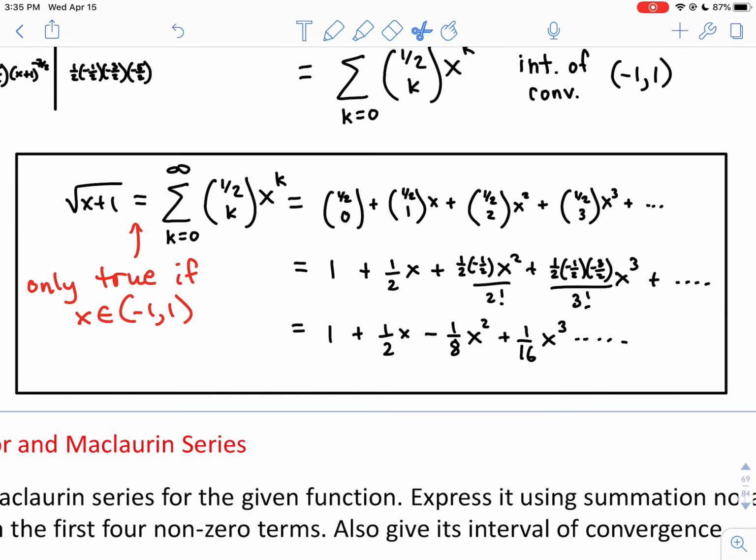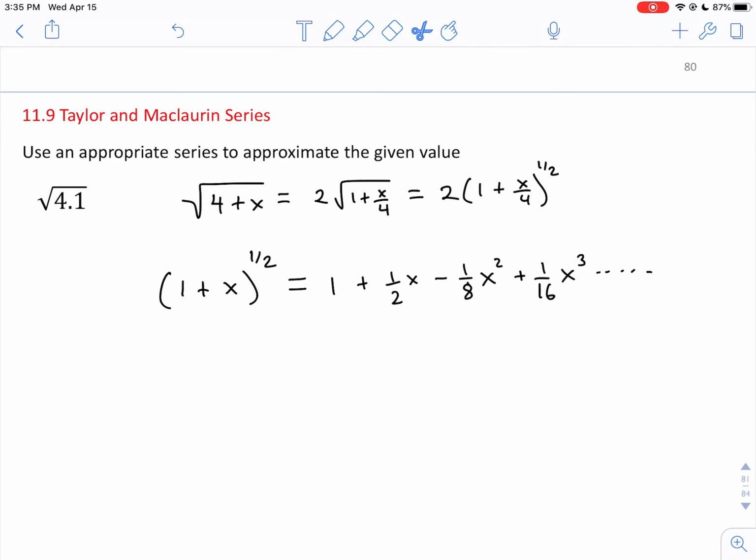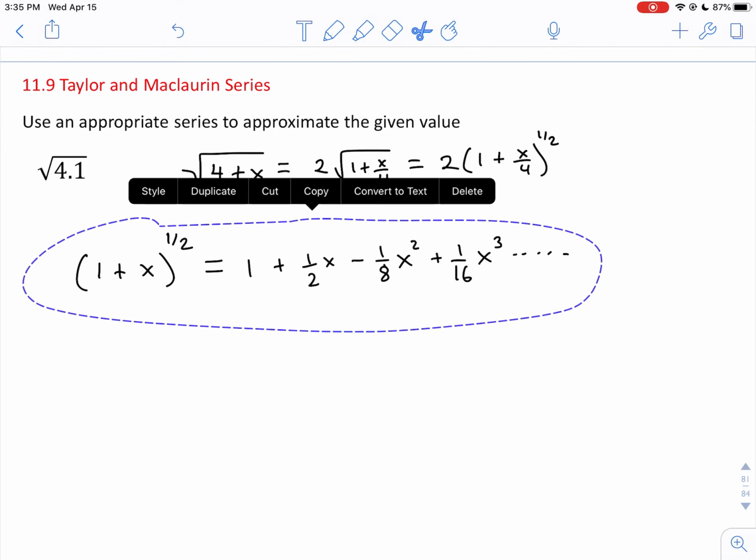Just to save time, I'm going to use the result that we've already done, the square root of x plus 1, and it's equal to this series. This was done from earlier, so we are borrowing some previous work. This interval of convergence, by the way, was -1 to 1.